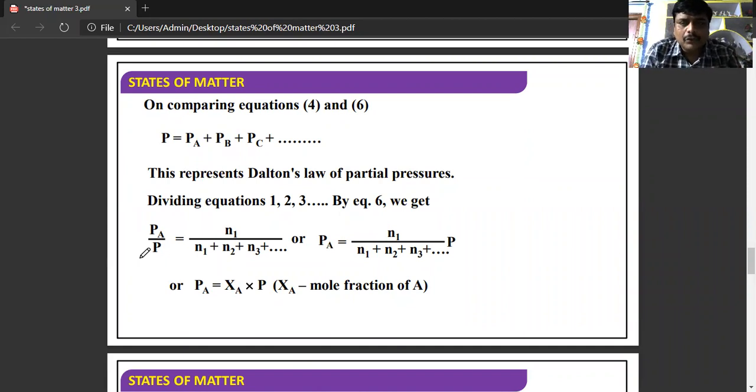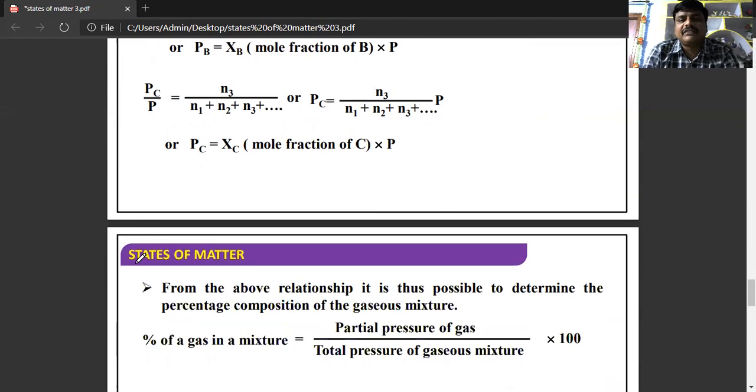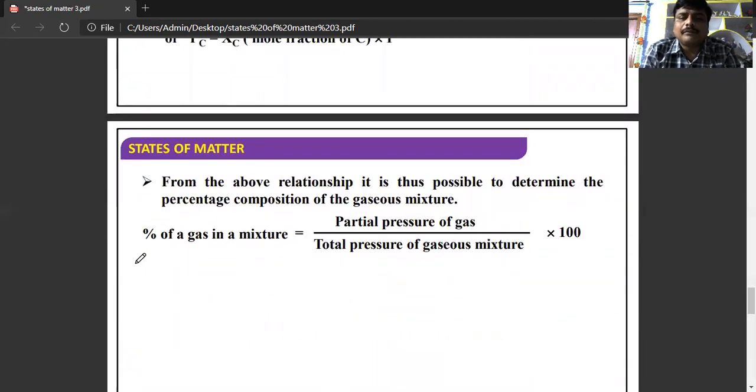The partial pressure of the first gas divided by the total pressure, PA by P, is equal to N1 by N1 plus N2 plus N3. So PA is equal to XA into P, where X is the mole fraction and P is the total pressure. In the same way, the partial pressure of the second gas by total pressure, PB by P, is equal to XB. In the same way, for the third gas, PC by P is equal to N3 by the total number of moles, that is equal to XC, the mole fraction.